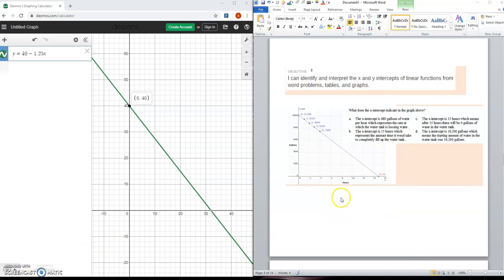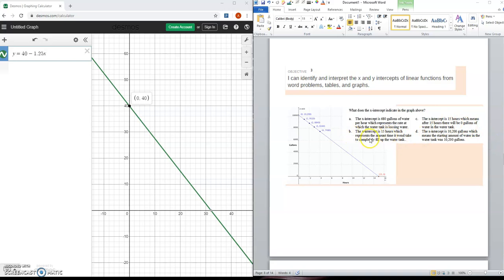Objective number 3: I can identify and interpret X and Y intercepts of linear functions from word problems, tables, and graphs. In this case, what's the X-intercept? As you can see, the X-intercept is at 15. That is the number of hours when you have already drained whatever this is. I think this is a tank of water, in gallons. So that is where it says 15.